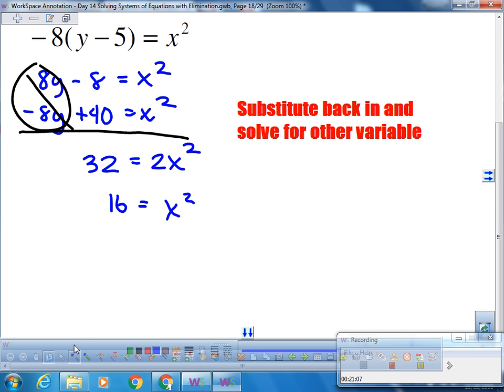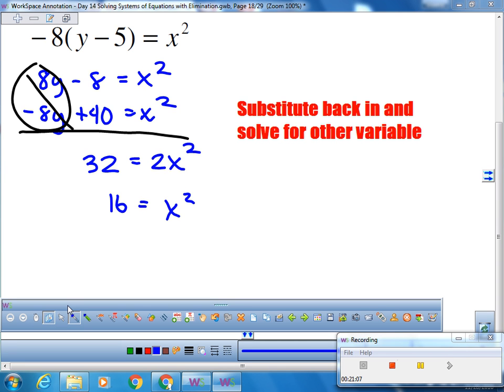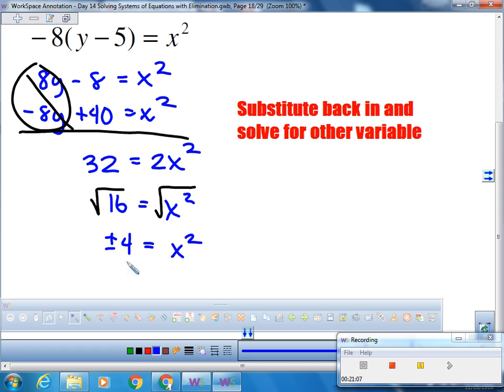So what does x equal? Positive and negative 4, right? I'll keep going, guys. So positive and negative 4. So now I'm going to have 4 solutions, I believe.